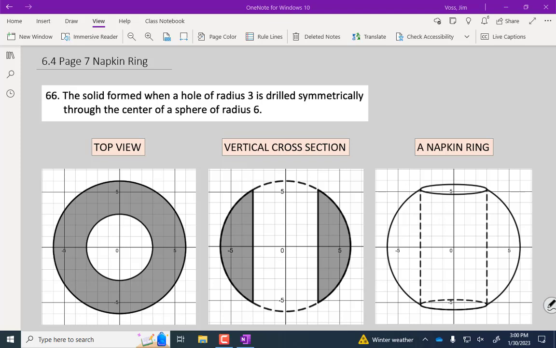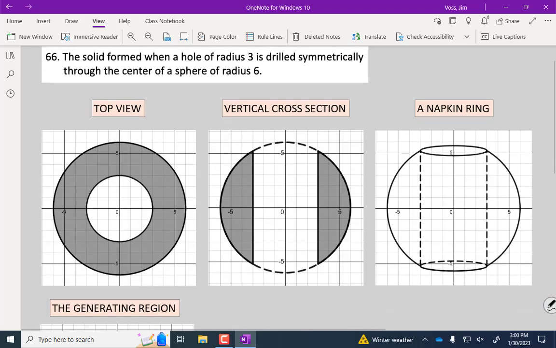So in math, we distinguish between a sphere and a ball typically. Usually sphere is hollow and ball is not hollow. Usually a ball is kind of like a pool ball, it's solid. And a sphere usually we think of as hollow. So the napkin ring is formed by drilling out the middle of a ball. And that's going to create something called a napkin ring.